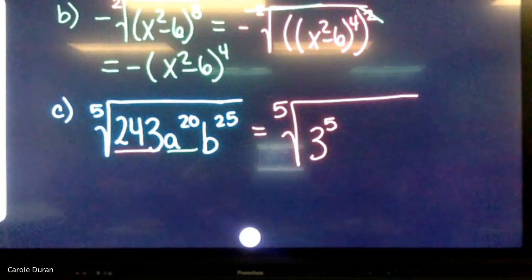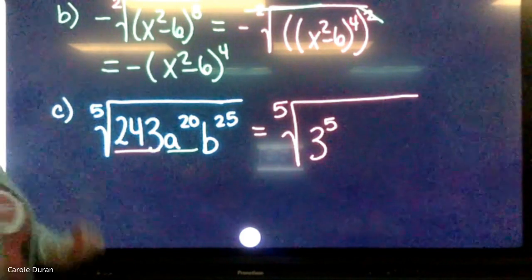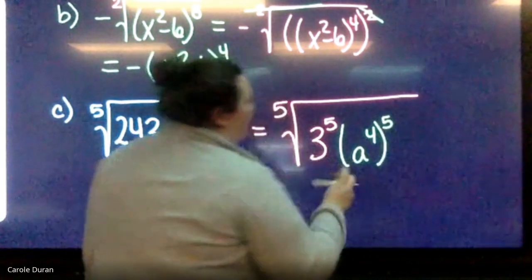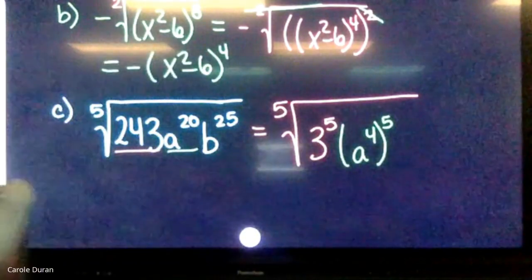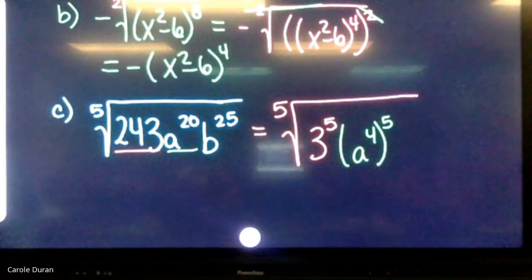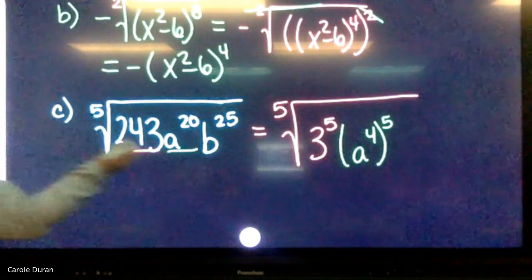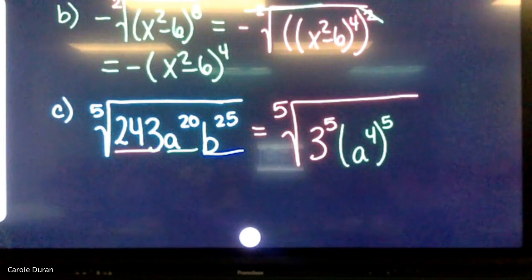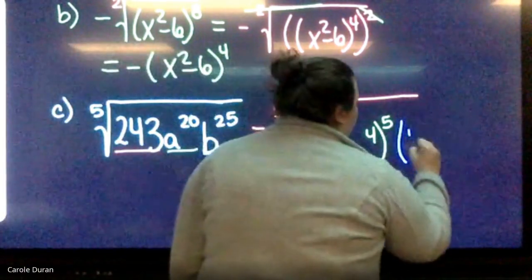So I have A to the 20th. I somehow need to get that 20 in terms of 5. So what times 5 equals 20? Say it louder. 4. So A to the 20th becomes A to the 4th to the 5th power, because 4 times 5 equals 20. And then I will do the same thing with my B to the 25th power. What times 5 equals 25? 5. So this becomes B to the 5th to the 5th.